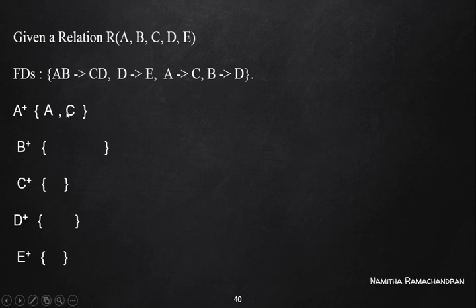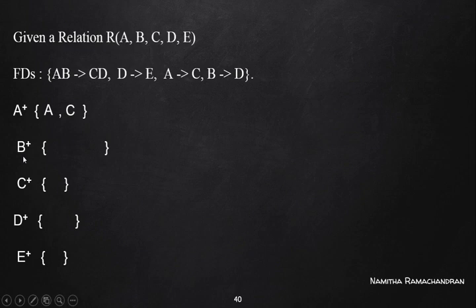And similarly check with C also. C alone cannot derive anything here. And again consider the combination AC. AC cannot derive anything. So with these two elements, we can stop here, and the closure set of A contains A and C. Now we can consider the closure set of B.